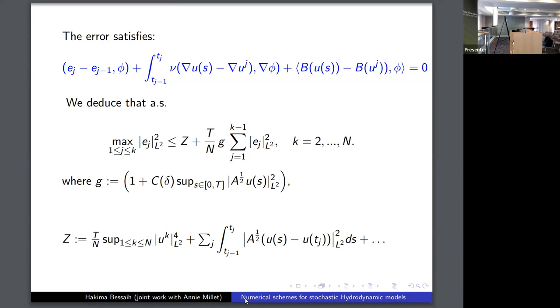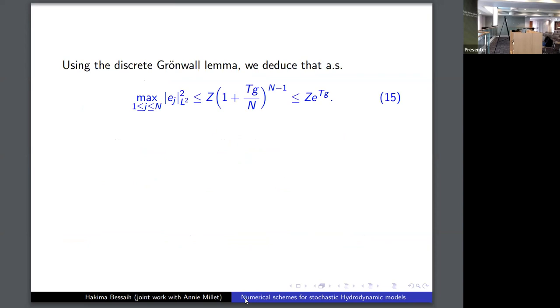And the Z is, again, there are many pieces, but in particular, you have anything of order T over N, the moment, the supremum of U_k in F2 to the power 4 or to the power 8, it doesn't matter. They are all bounded, they have all moments that are bounded. And we have something similar, so we have an estimate of the following form. And now at this point, we can use Grönwall's lemma before taking the expected value. And this is the difference when you have an additive noise. This is what we discovered.